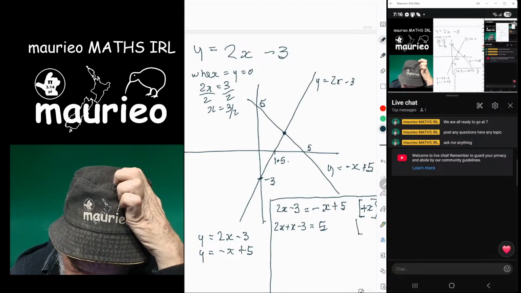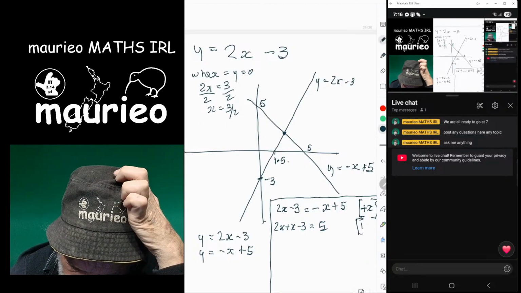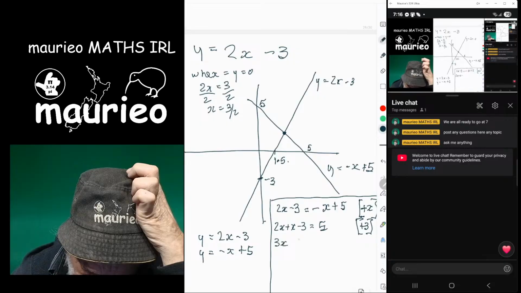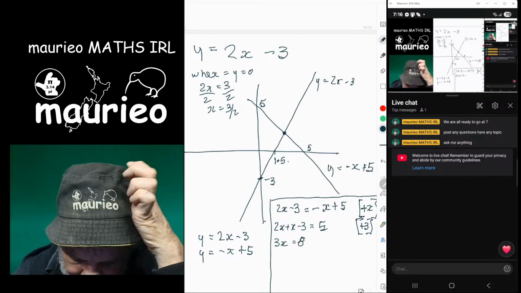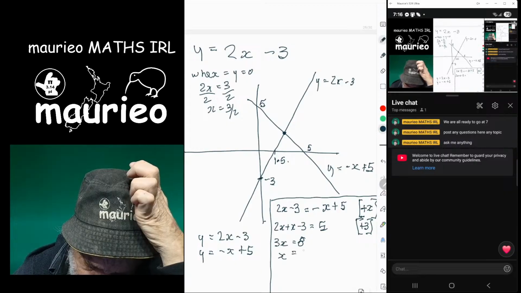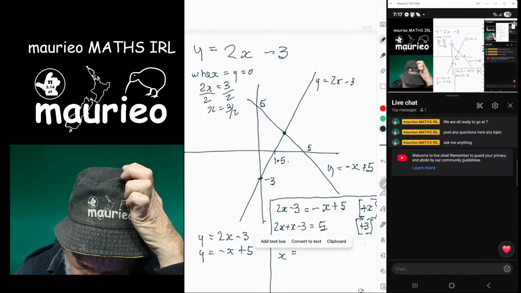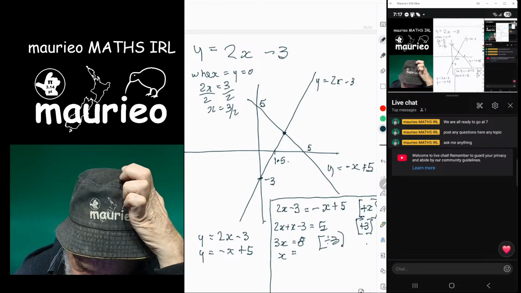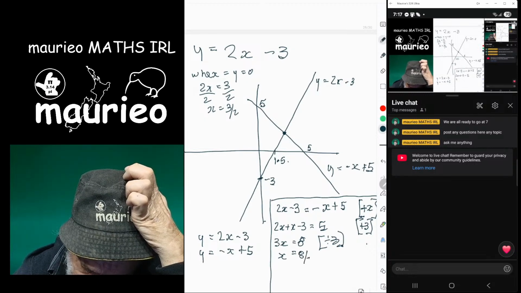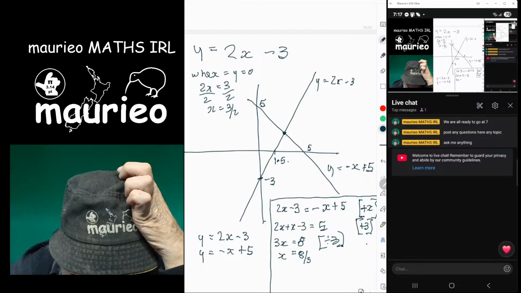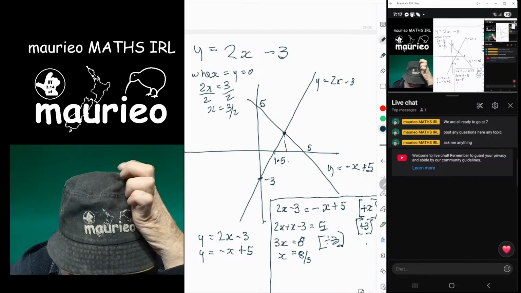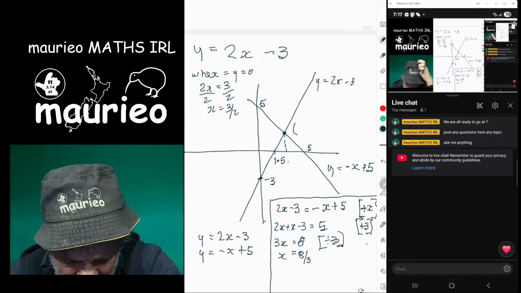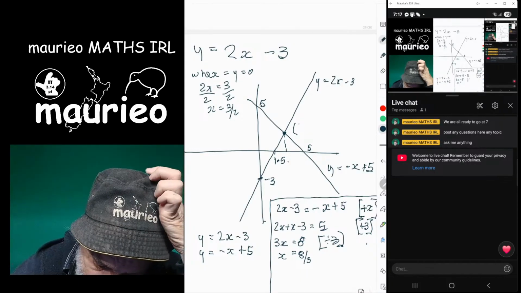And then if I add 3 to both sides, I'll get 3x equals 8. And so we'll get x equals, we'll divide by 3. X equals 8 over 3. So that point there, the x value, okay, the x value is 8 over 3.